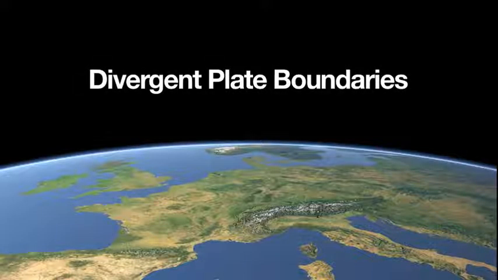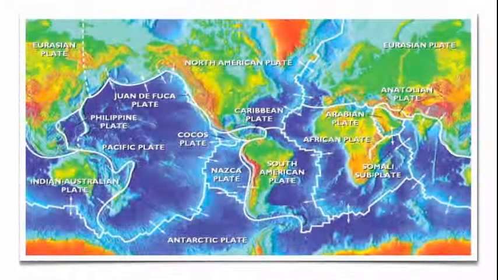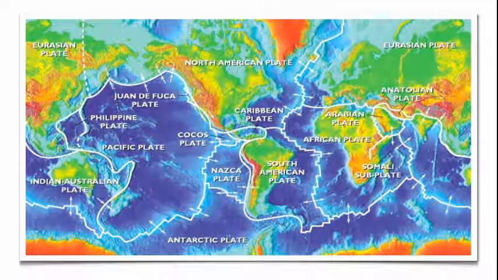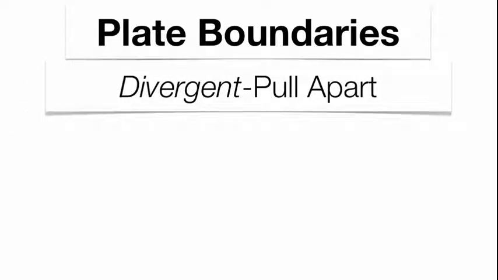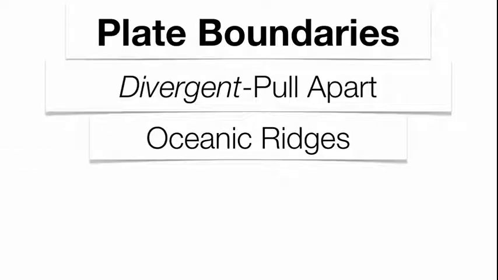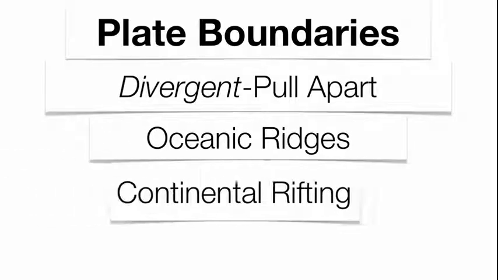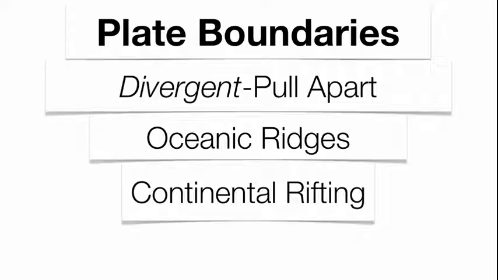Today we're going to be talking about divergent plate boundaries. So this is one of three types of plate boundaries on the planet. We have convergent, we have transform. This one we're going to be talking about divergent. Now divergent just means pulling apart or moving away from each other. Now there's two different ways in which you can get divergence on the planet. You can either have oceanic divergence called oceanic ridges, or you can have continental divergence called continental rifting.